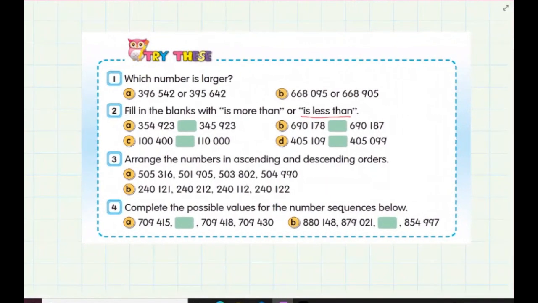Okay, to make you understand and to make you remember what we are learning today, you have to answer these questions. For number 1, which number is larger? You can compare the numbers according to the place value, and you have to use the place value chart. I want you to answer this question using the place value chart. For number 2, fill in the blank with is more than or is less than. Just write down in the box which is more than or less than according to the value of the numbers.